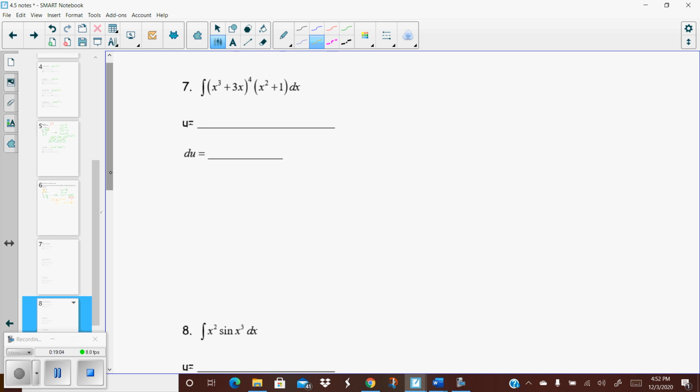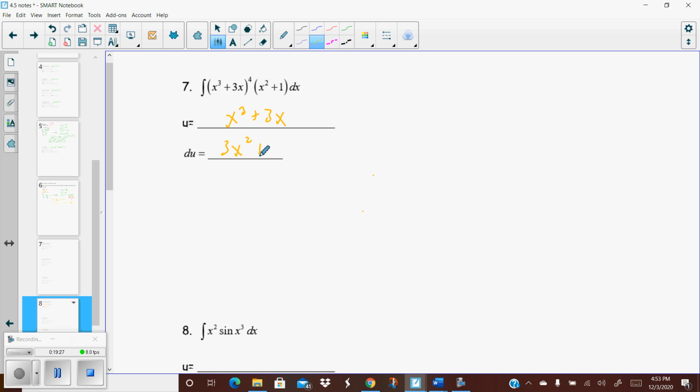So once again, you should be able to see that the most composited piece there is the x cubed plus 3x. So we'll let u be x cubed plus 3x. So du, by the way, I'm going to start skipping one step. I'm not going to write du over dx. I'm going to write the du as the derivative and then times the dx. That's usually the way it's done.